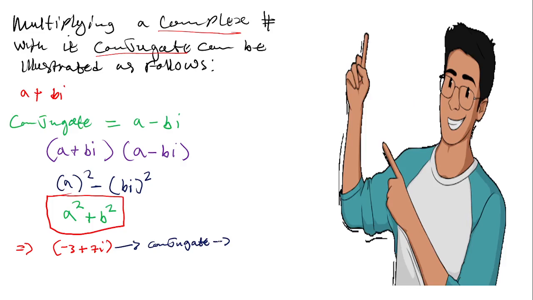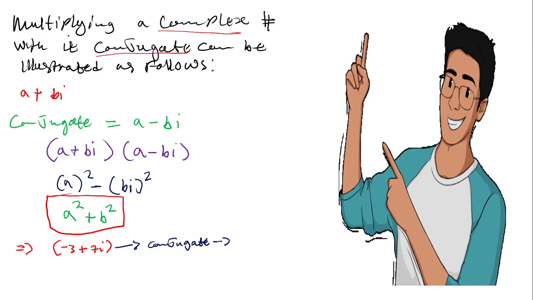Okay, correct. So it can be negative 3 plus 7i, or it can be negative 3 minus 7i. I'm going to be much interested in changing the imaginary part. So it can also be negative 3 minus 7i. Okay, so this is the conjugate of that. So if you were to multiply these two, negative 3 plus 7i, and then you multiply it by negative 3 minus 7i.